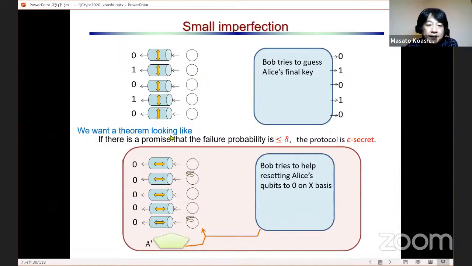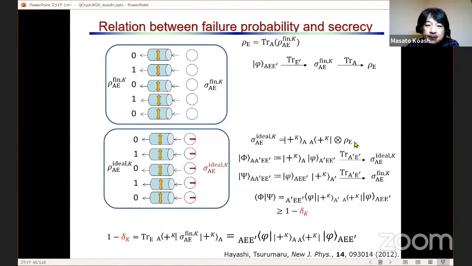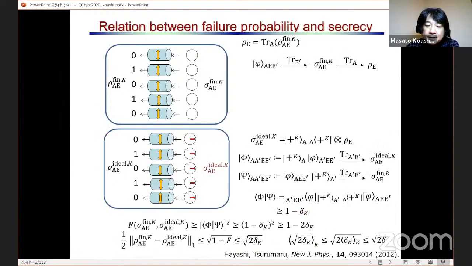Okay, so what we want the theorem to look like is: if there is a promise that the failure probability of this protocol is small, then the protocol is epsilon secret. The remaining thing is the relation between this small number and this small number. Fortunately, this is a very simple relation. If this is delta, then actually the protocol is square root of 2 times delta secret. Now the proof of this is a little bit involved. I have written it down here, and it takes 3 slides.